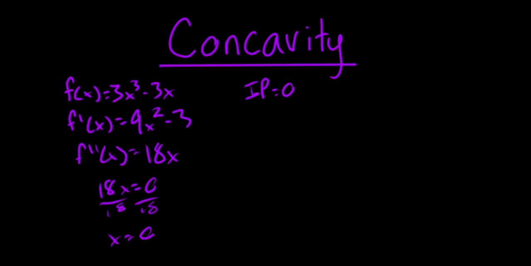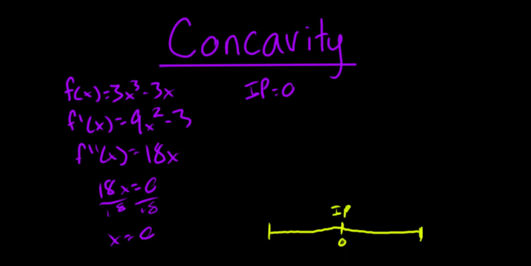So now if we draw a little number line, kind of like how we were doing when we were finding the intervals where we're increasing and decreasing, let's draw a number line right down here. So this is what it'll look like. Not a perfect line, but it's all right. And right here in the center, this is 0. And again, we'll say this is where our inflection point is.